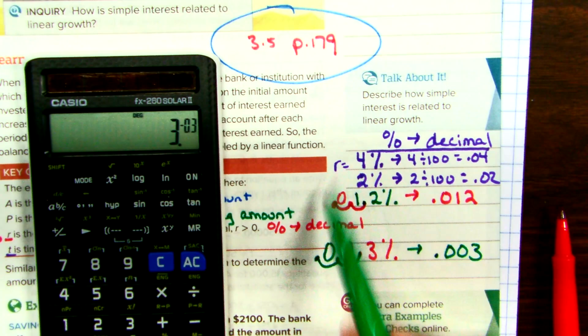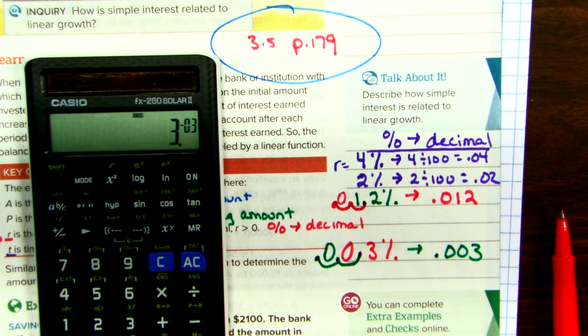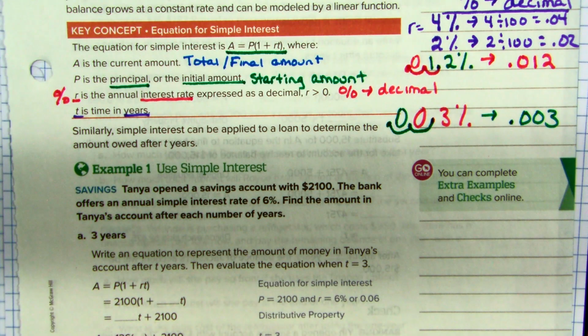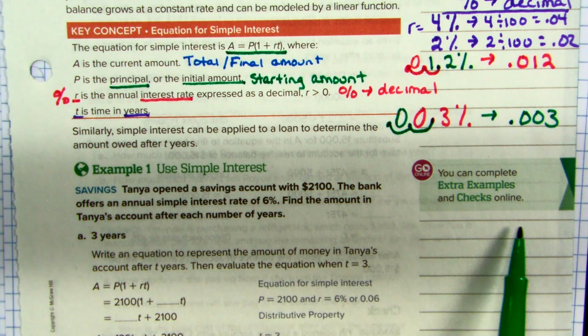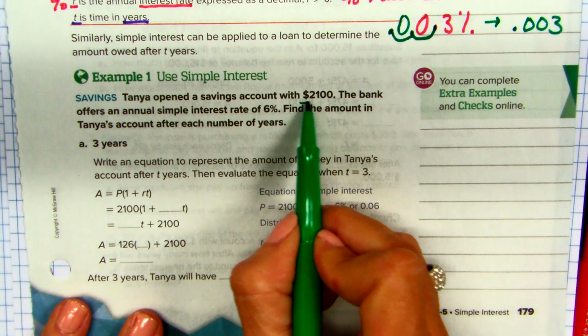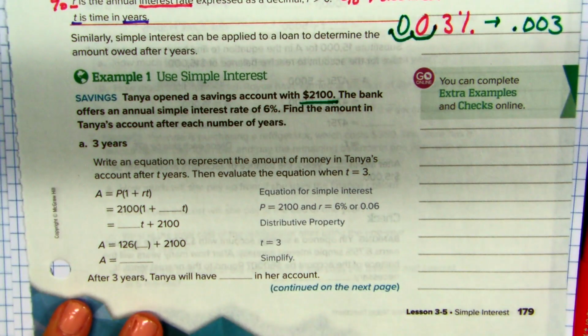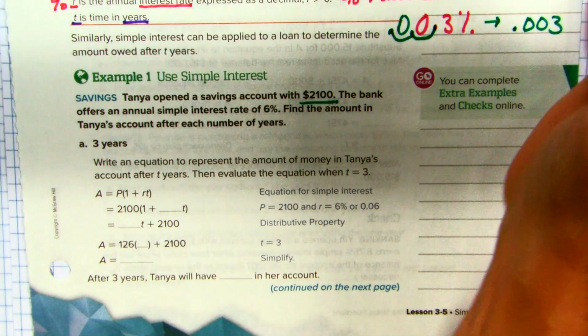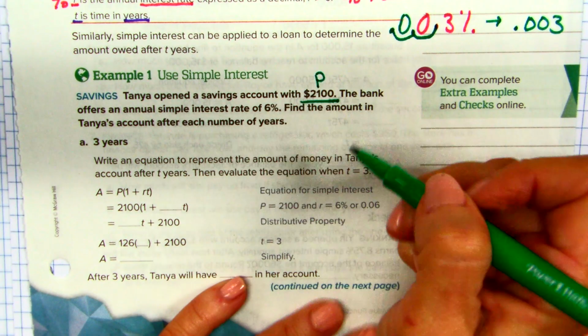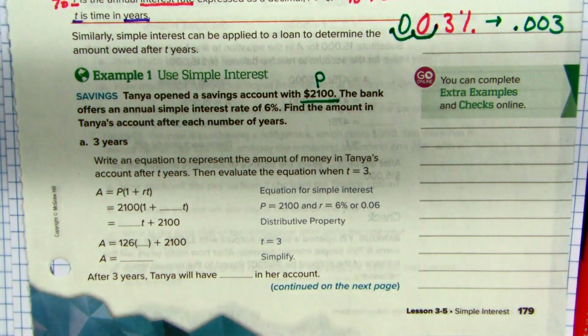So this is a step that has to be done in every single problem, okay? And let's do a problem so you can see what I'm talking about. So example 1, I'm going to read, and then we'll work it out over here, okay? Tanya opened a savings account with $2,100. She's a really generous grandma. Her grandma gave her $2,100 for her birthday. That's your principal, guys. That's how much you start with, your initial amount, okay?